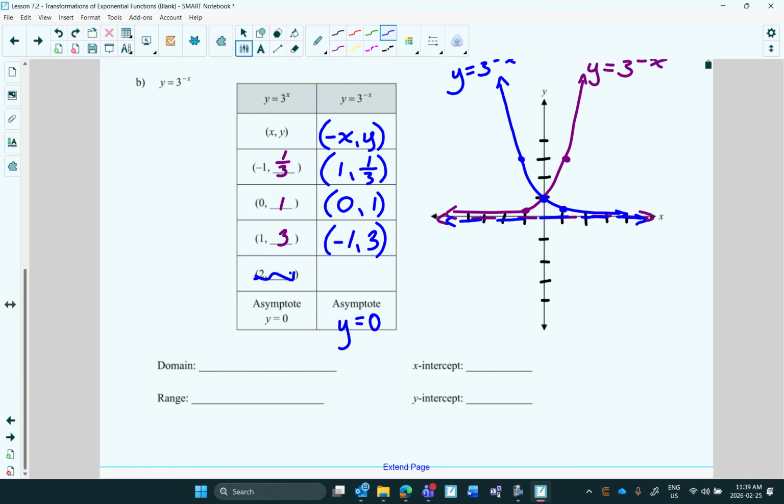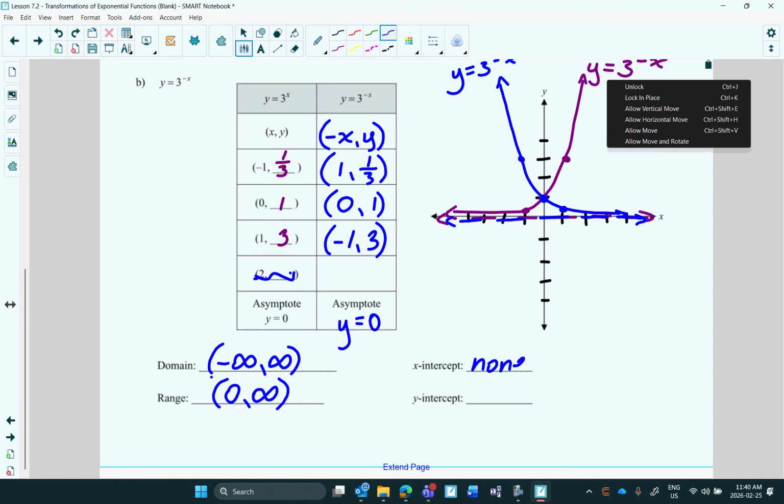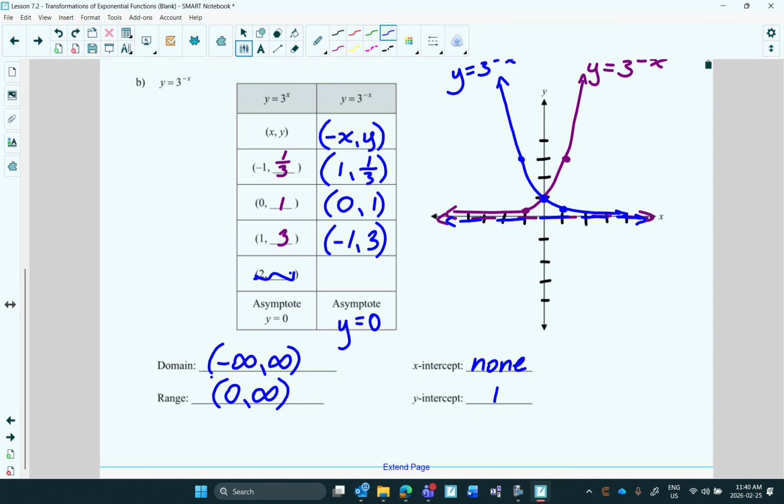Domain of the blue one. Negative infinity to positive infinity. Range. 0 to infinity. What goes around the 0? Parenthesis. X-intercept by looking at the graph? None, right. Never touches the x-axis. Y-intercept? 1. Okay. You guys get the idea.